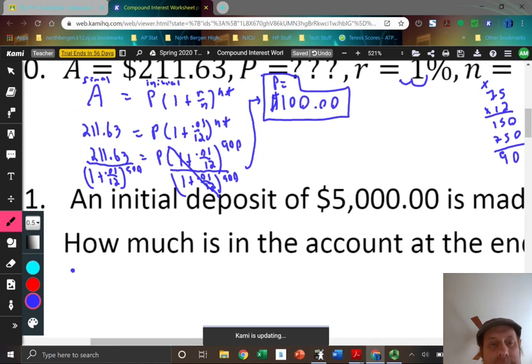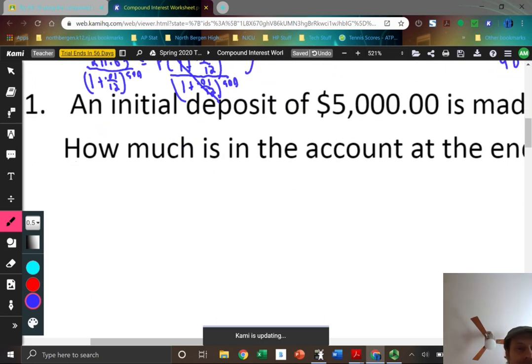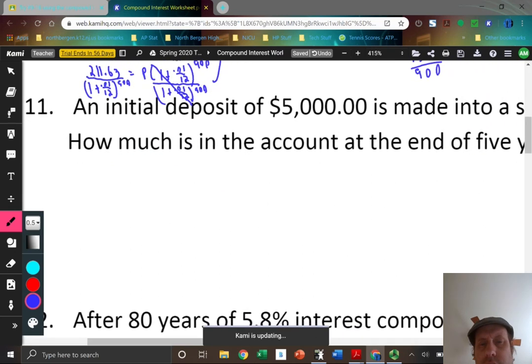Okay, you're just dividing. Now, if this way makes you uncomfortable, you could have just simplified 1 plus 0.01 over 12 to the 900th, gotten that answer, rounded it to as much as you can, 4 decimals, and then divided that. You would have gotten an answer very close to 100. All right, so let's look at another one.